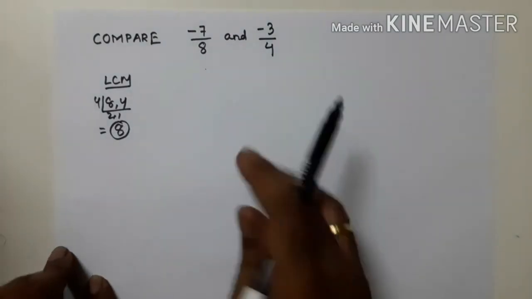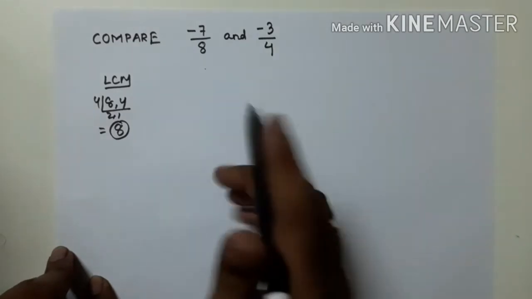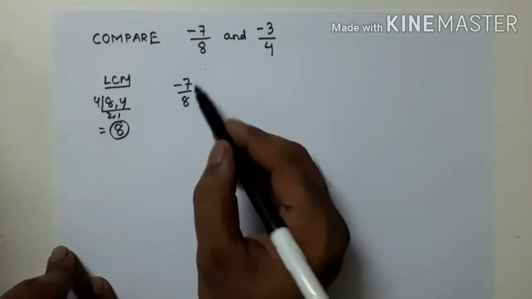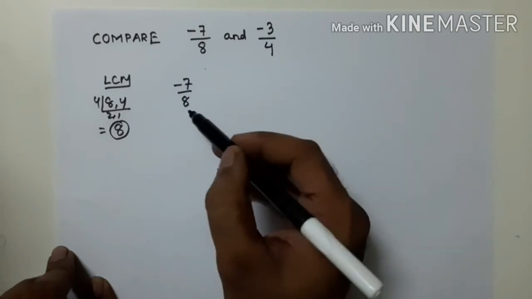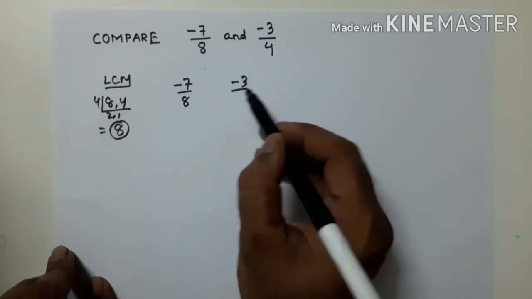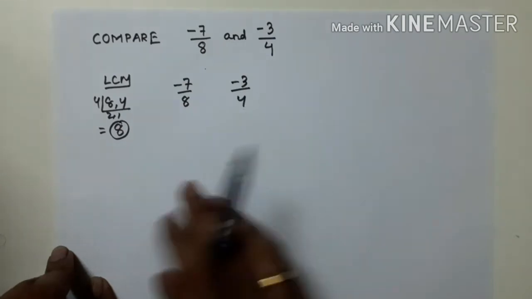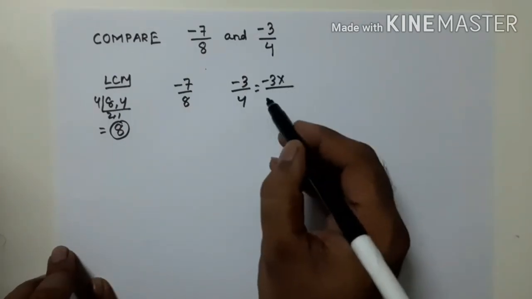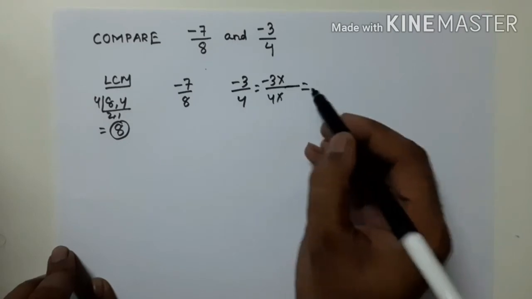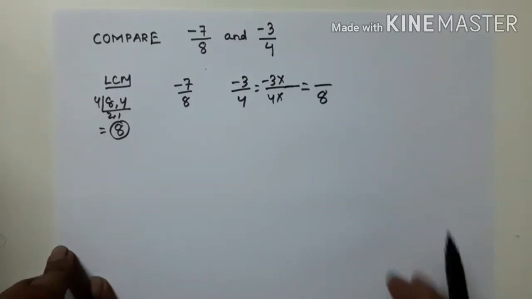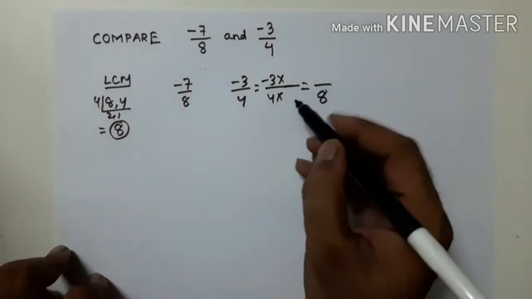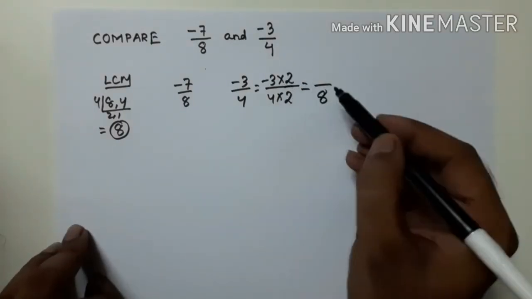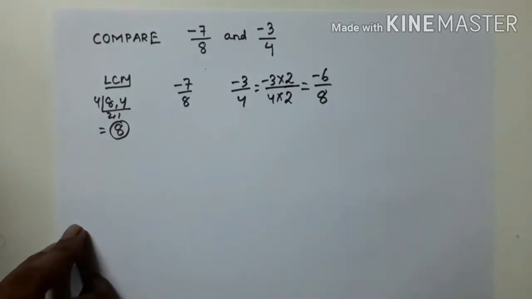Now you have to convert both the denominators to 8. So first we have minus 7 by 8. There is no need of changing anything here, it's already 8. Next we have minus 3 by 4. You have to convert it into 8. So how can we write it? Minus 3 by 4 multiplied by what? The denominator has to become 8. How will it become 8? If I multiply by 2 here. So if I am multiplying 2 in the denominator, I have to multiply 2 in the numerator, so that it becomes minus 6 by 8.